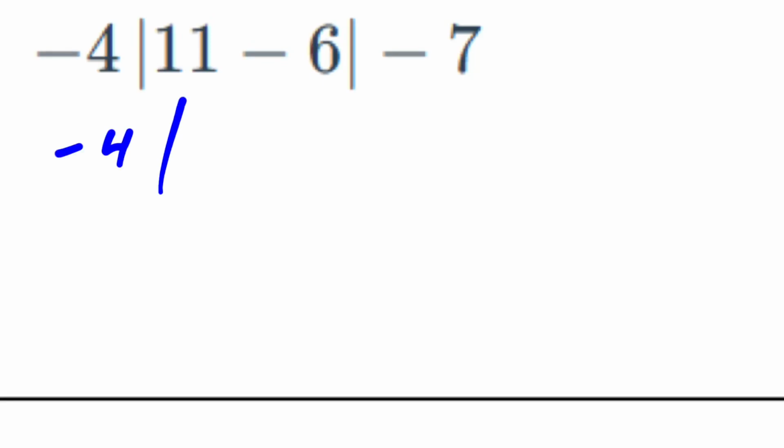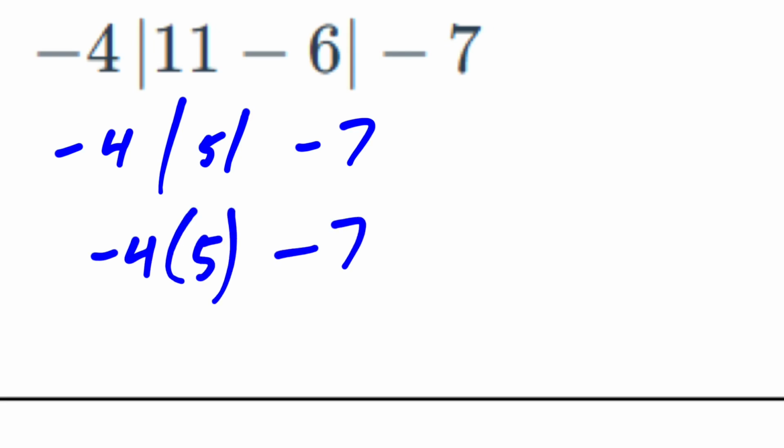Negative 4 times the absolute value of 5. That's the first thing I did, is 11 minus 6. So that's negative 4 times positive 5 minus 7. Negative 20 minus 7 is negative 27.